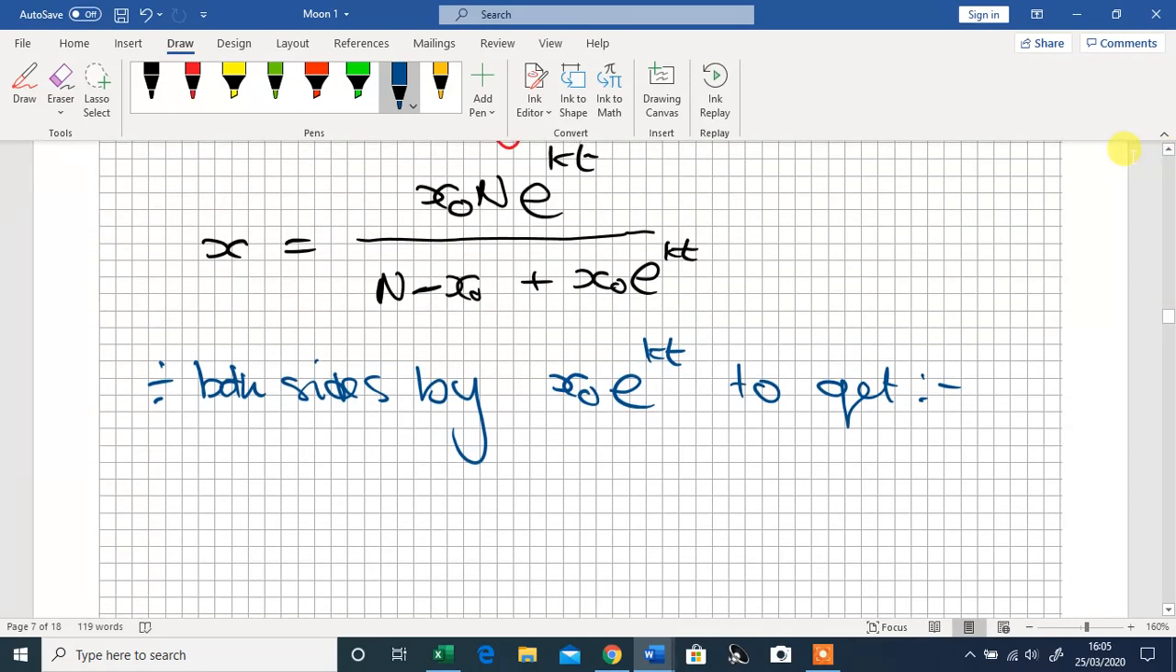Right, okay. So we'll highlight this in red again. So we get x equals n in the numerator divided by, well, we get, let me just see, what have I got?